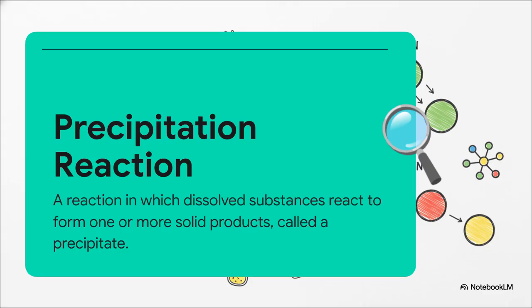A precipitation reaction is when you have substances dissolved in a liquid, stuff you can't even see, and they react to form a solid product. And that new solid that just appears out of thin air, that's called a precipitate.